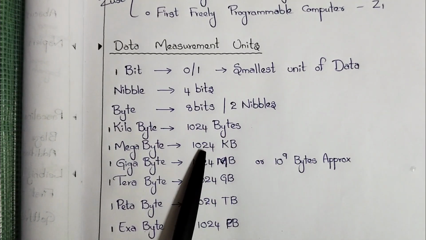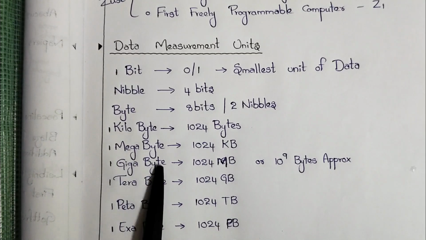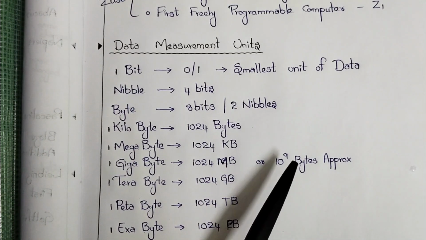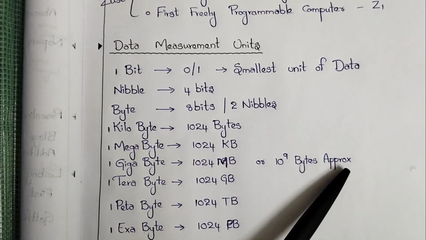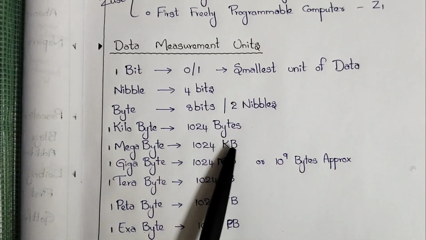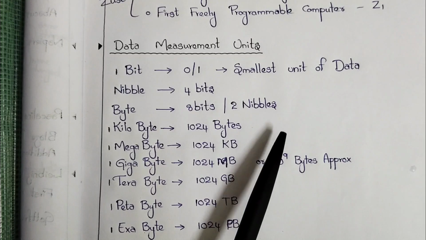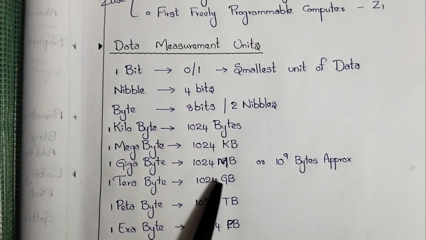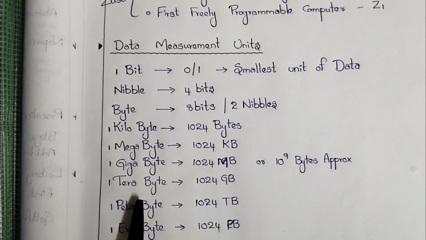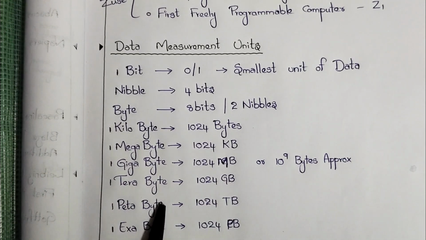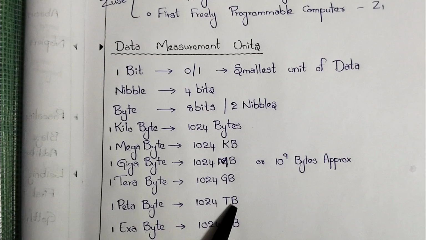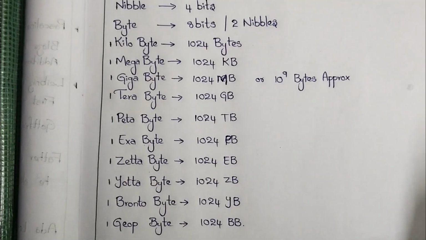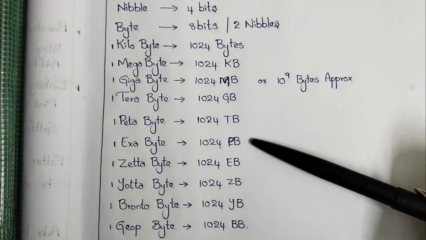1 megabyte is 1024 kilobytes. 1 gigabyte is 1024 megabytes, or we can say approximately 10 to the power of 9 bytes. 1 megabyte is, we can say, approximately 10 to the power of 6 bytes. 1 terabyte is 1024 gigabytes. 1 petabyte is 1024 terabytes. 1 exabyte, so this might be something new for you.